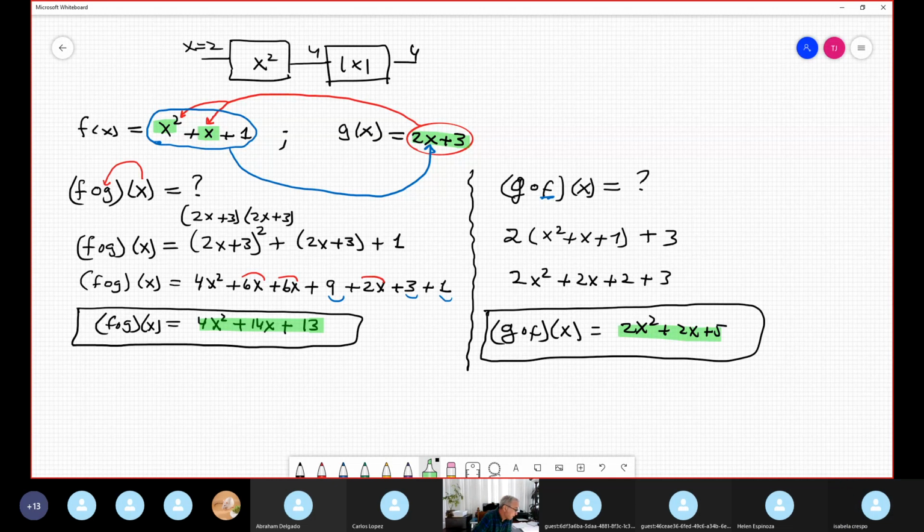Yes. Let me try to do one more example of the composition. That's it. And that's it. May I erase the board? Yes. Okay.